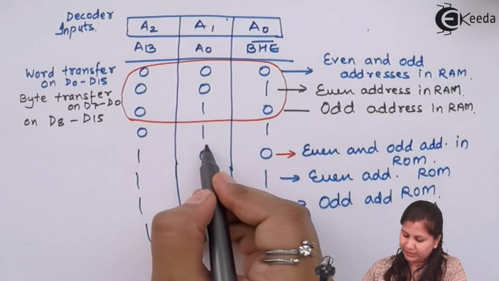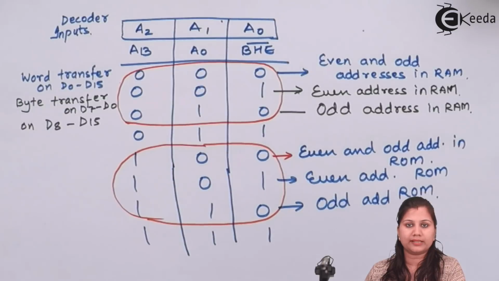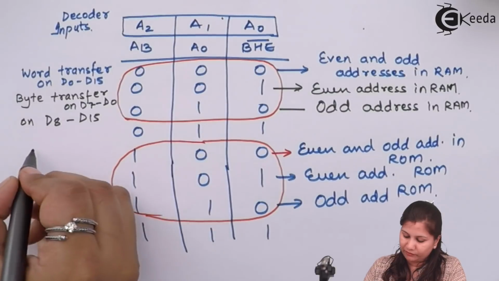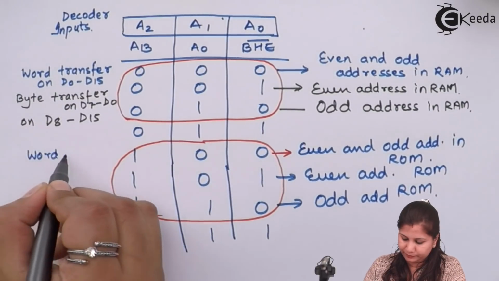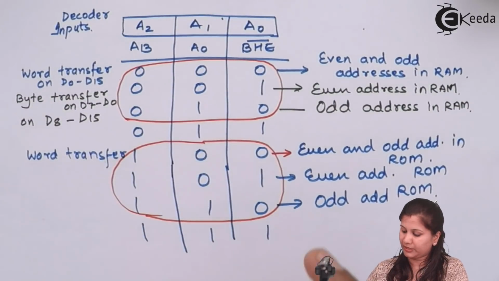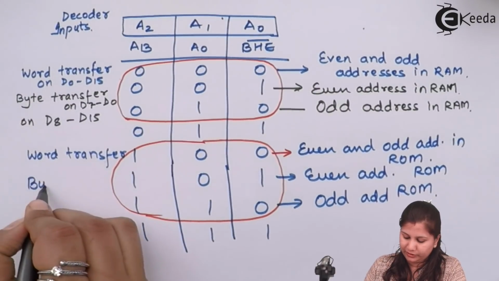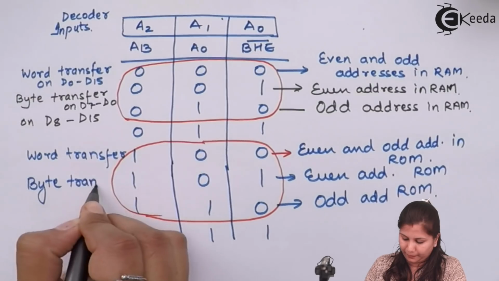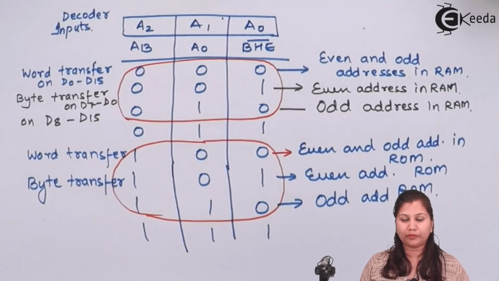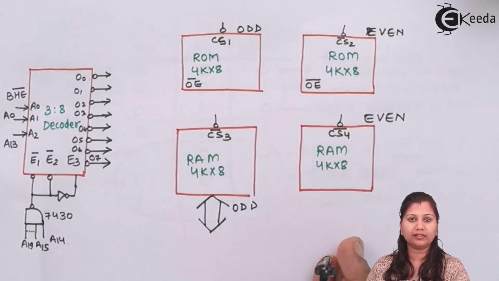So we are using these 3 combinations for the ROM selection. If both even and odd are there, then we will have the word transfer, meaning 16-bit data is going to be transferred. If it is only an even or odd address, then byte transfer will take place. So this is the table where we have the 3 inputs of the decoder and how the 8 outputs will be used for selecting the chips.